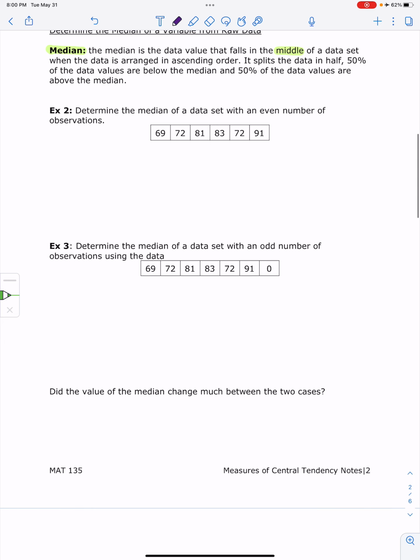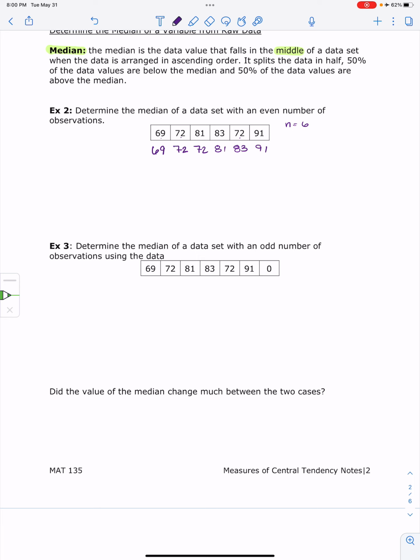So we're going to take a look at example 2 here. We want to determine the median of the data set. We've got an even number of observations here. Again, this is the same data set we looked at before. Our n is 6. I am going to start by listing these in order. So we got a 69, our two 72s, 81, 83, and 91.